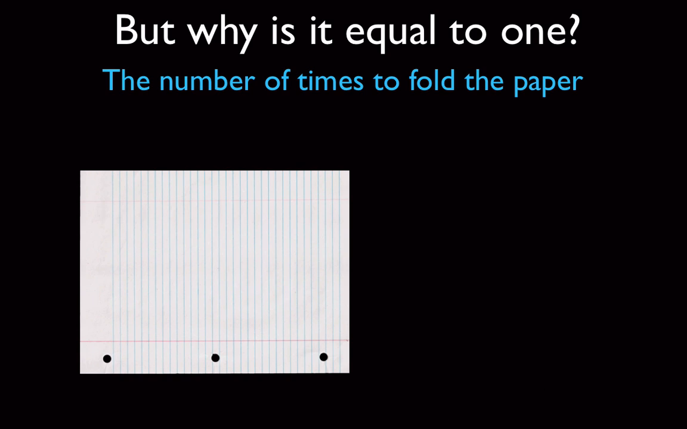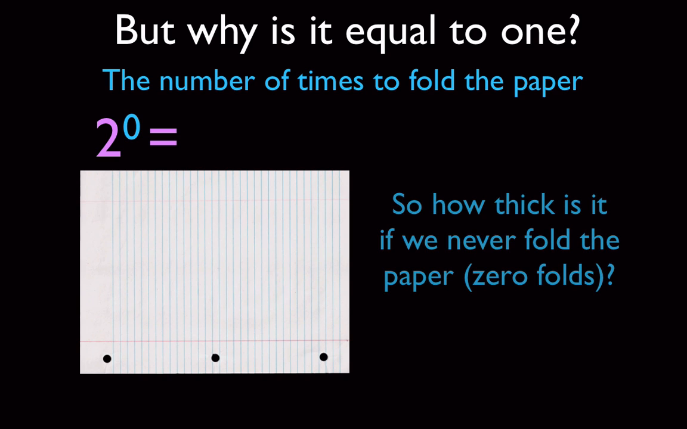Well, now let's look at 2 to the 0 power. Remember, 2 represents cutting it into 2 equal pieces. 0 now represents the number of times I fold it. Well, what happens if I never fold this piece of paper? How thick is it? As you probably imagine, it's still one piece of paper thick. And that is a way to remember why 2 to the 0 power, anything to the 0 power, is 1.